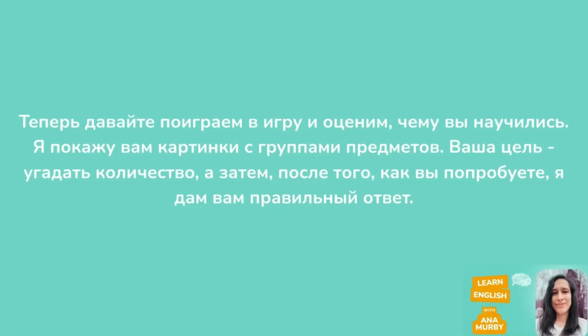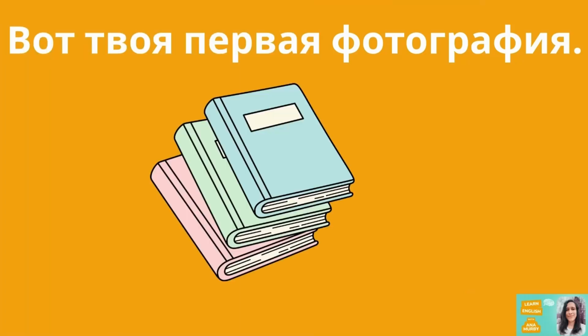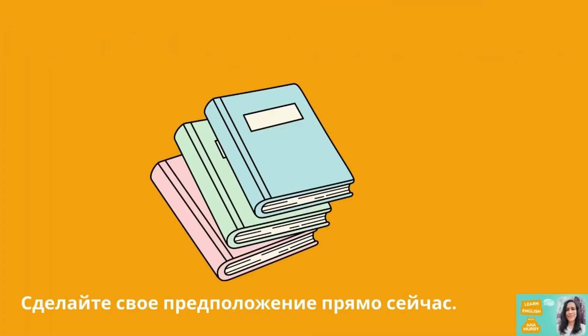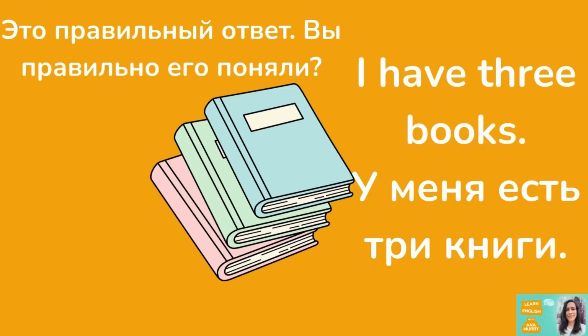Now, let's play a game and see what you have learned. I will show you pictures with groups of objects. Your goal is to guess the quantities, and then I will give you the correct answer after you have tried. Are you ready? Let's do it. Here's your first picture. Make your guess now. I have 3 books. That is the correct answer. Did you get this one right?